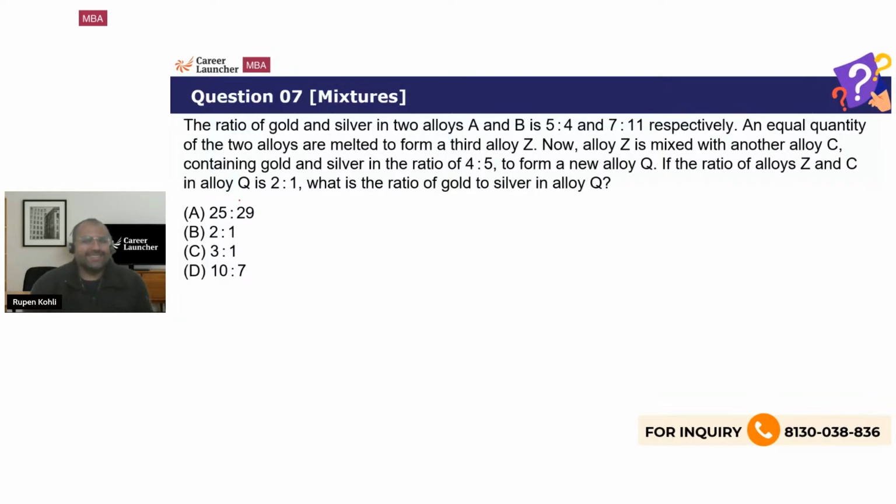Okay, the hot topic of these days, gold and silver. The ratio of gold and silver in alloys A and B is given. Let's start noting the things. Lots of things to consolidate. So there is gold, there is silver.